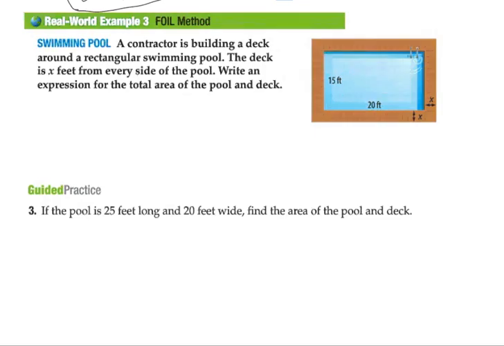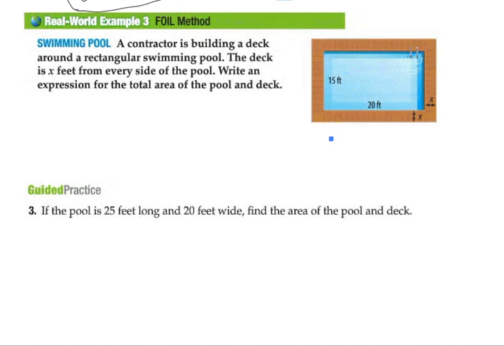Okay, so let's look at this. It says the contractor is building a deck around a rectangular swimming pool. The deck is X feet from every side of the pool. We're supposed to write an expression for the total area of the pool and the deck. Well, we know the area of the pool. We know that that's length times width, so it's 20 times 15. But they want us to include on this deck as well, and we're not quite sure how big it is.